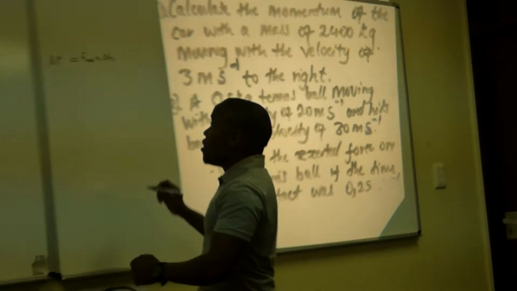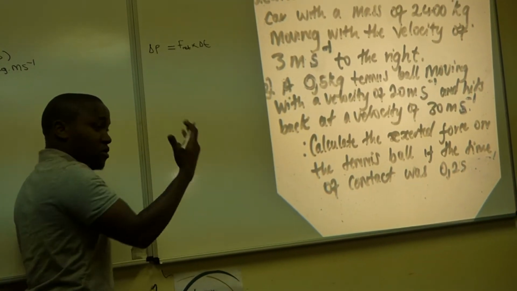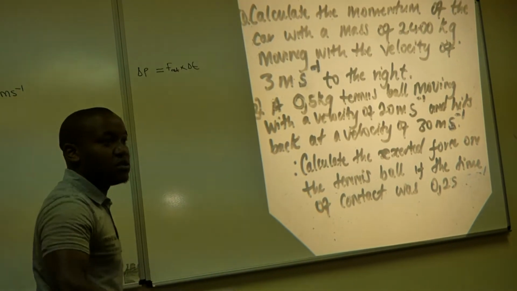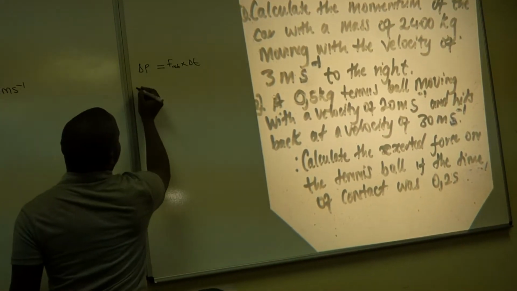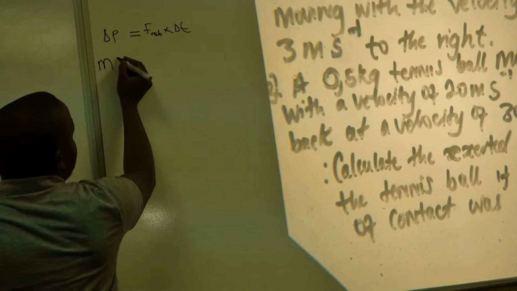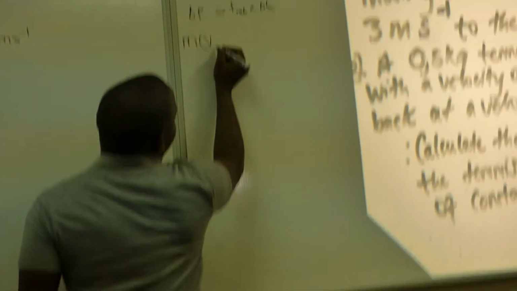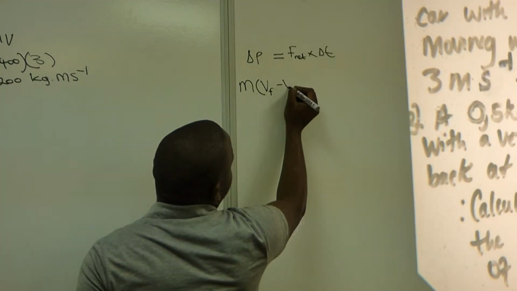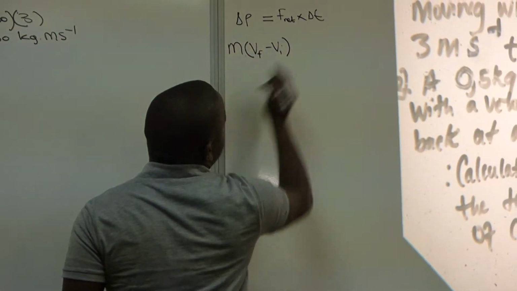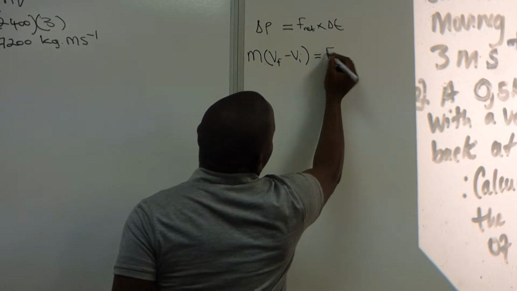Now let's move. So we agree that the change in momentum will be caused by the change in velocity. We agree. So we are saying mass is constant. Mass is constant, we all agree. So we have V final minus V initial. Good. Now we have F net.